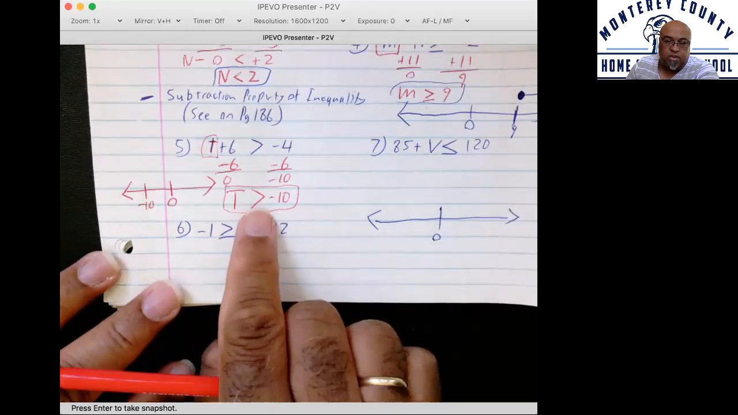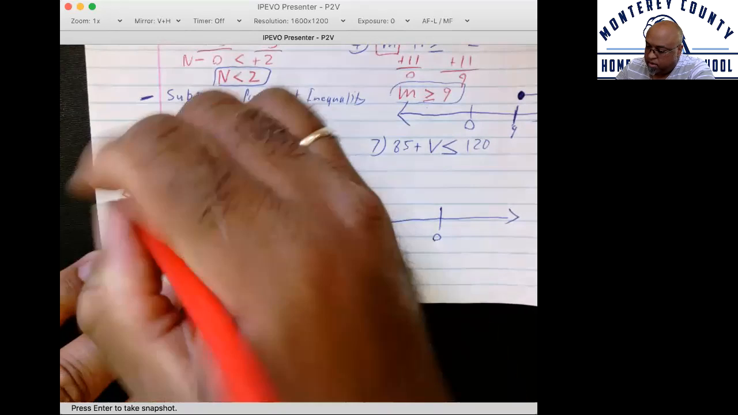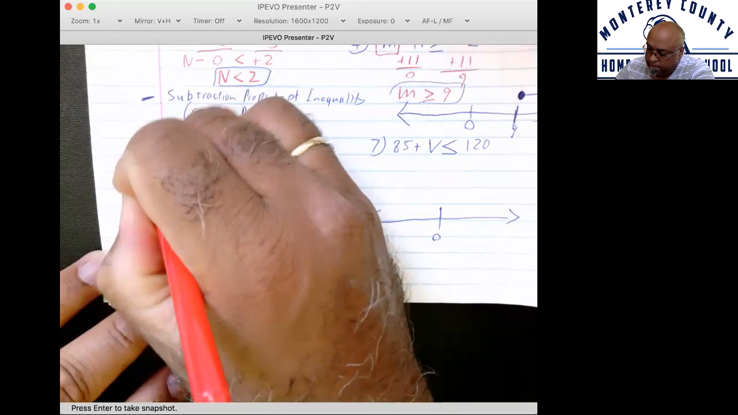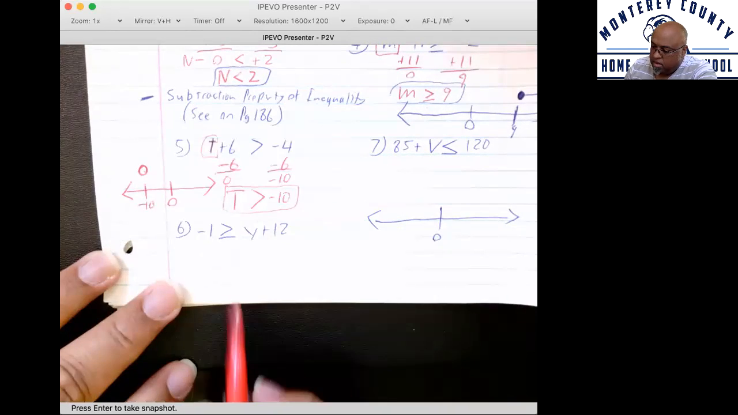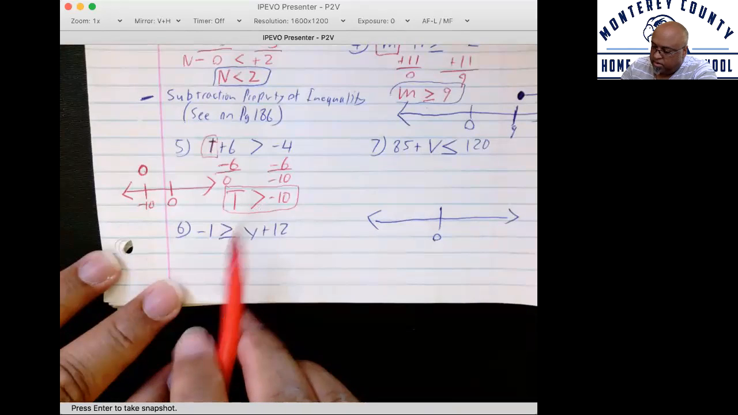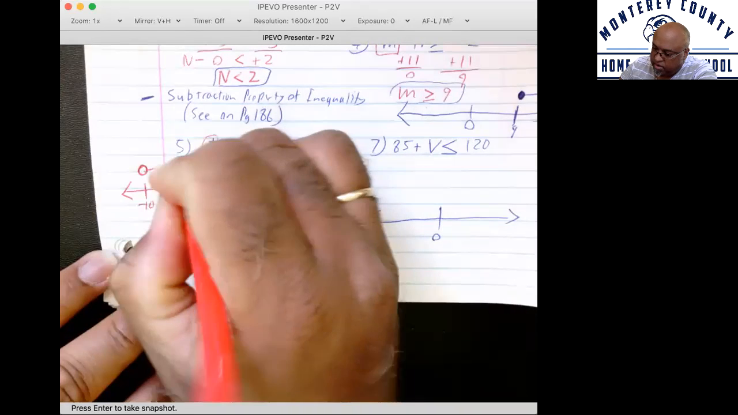So my inequality, is it open or closed? It's an open inequality. So therefore, I have an open dot. Okay, the arrow is facing the right, so my arrow will face the right.